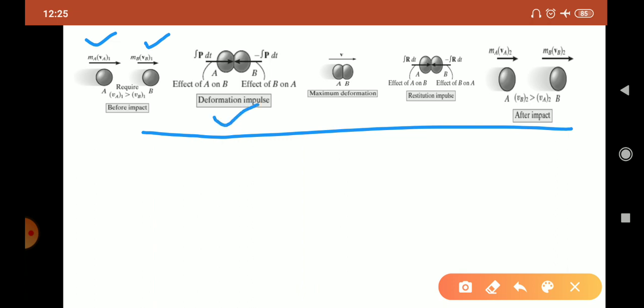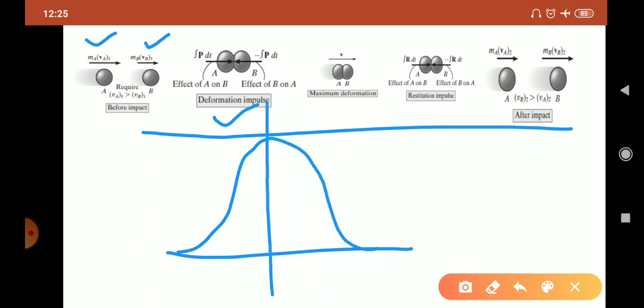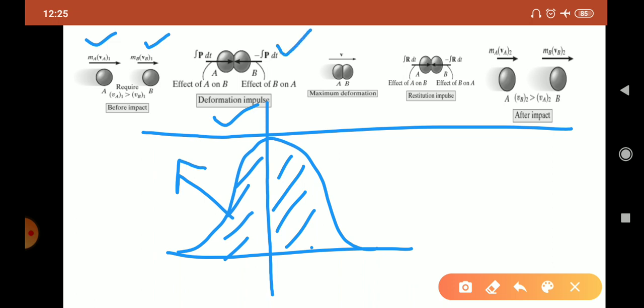Now yesterday I told you, in this graph what we saw, there are two impulses. The impulse is divided in two ways. On the left side, that impulse was causing the maximum compression in the two colliding bodies. So this was called the deforming impulse. This deforming impulse is denoted by P dt, and after the maximum compression, both bodies will try to rebound. After that, there occurs a separation. So this was called the restitution impulse or rebounding impulse. The rebounding impulse is shown by R dt.